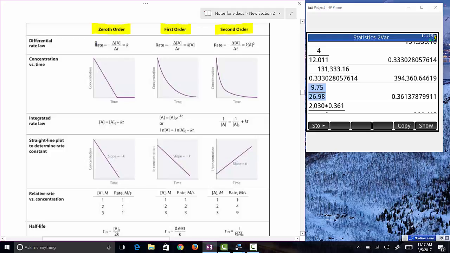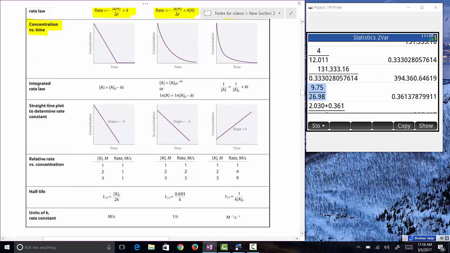And then, of course, these are our differential rate laws for each one of those. And so the next thing it's showing is what each graph would look like if we plot concentration versus time for zero, first, and second order. And then this has the next one, the integrated rate laws.